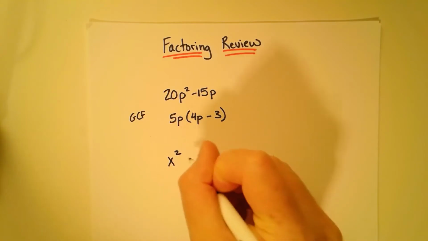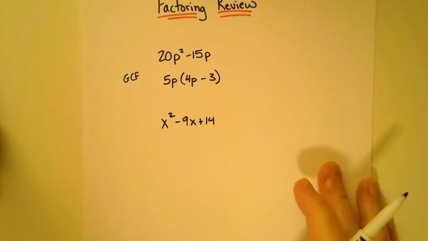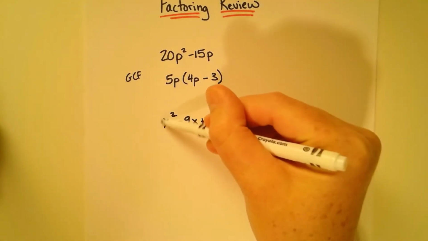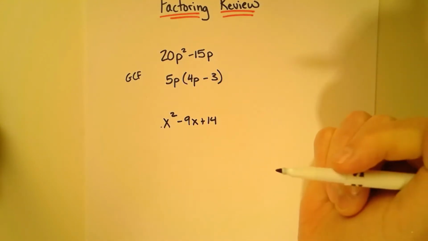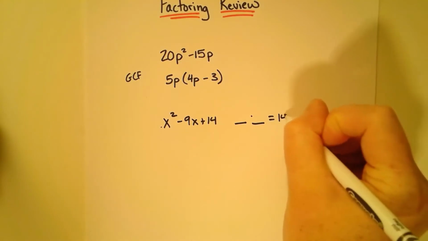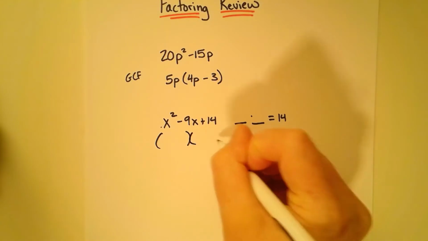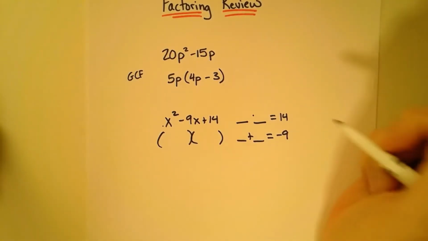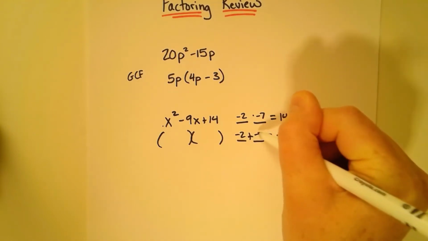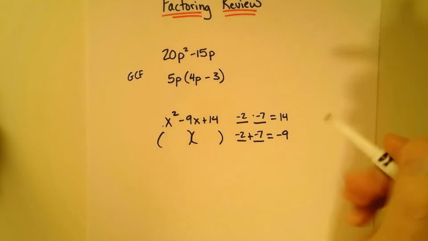What if I have x squared minus 9x plus 14? This one has three terms, so it's a trinomial, and my first value of a right there is equal to 1. It's an understood 1. So I just need to figure out what would multiply to give me 14 and add up to negative 9. So I could use negative 2 and negative 7. They'll multiply to give me 14, and they will add together to equal negative 9.